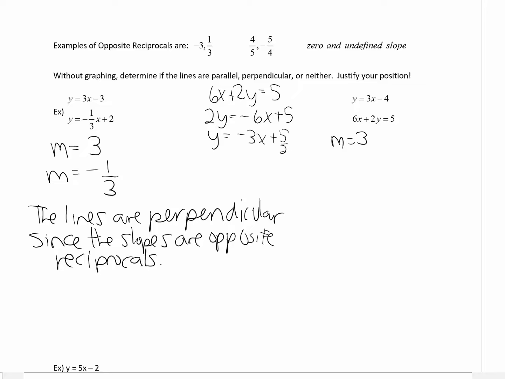So here the slope is negative 3. Now, the slopes are not opposite reciprocals, so they're not perpendicular. The slopes are not the same, so they're not parallel. So in this particular case, it's neither. So let's write that out.